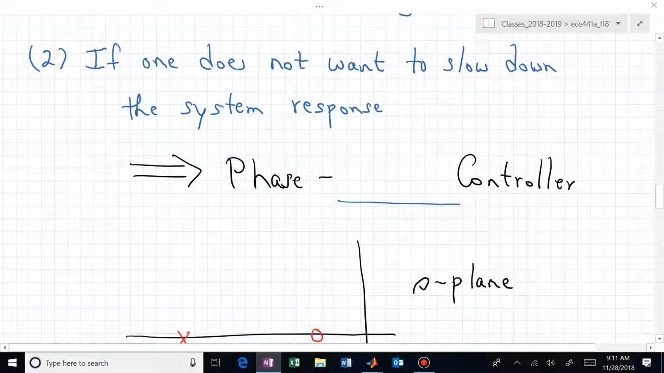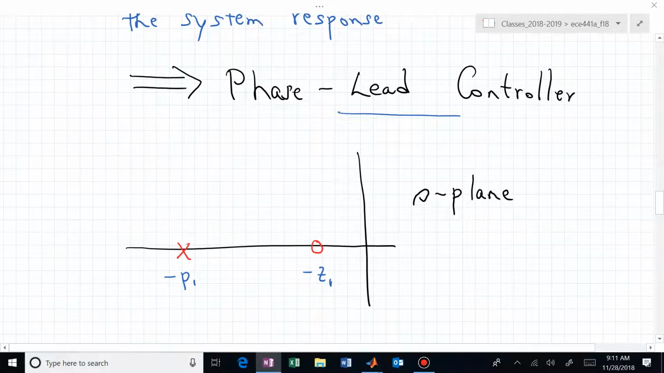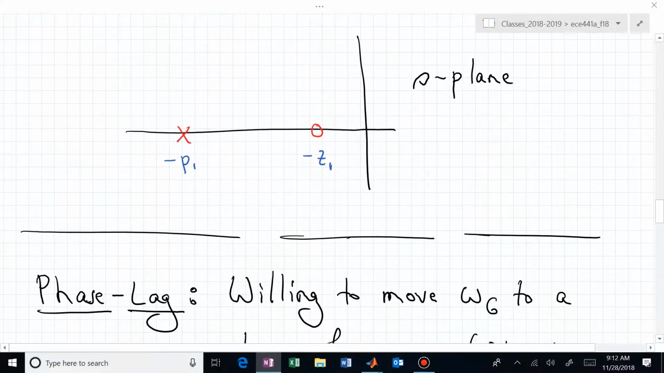Now I have a different question, I think. If one does not want to slow down the system, then if lag was used to slow the system down, this one I think you know is the opposite, phase lead. And in the picture, the zero now is closer to the origin, and these are, relatively speaking, further away from the imaginary axis, and the pole can be quite a ways away from the zero in the phase lead controller design.